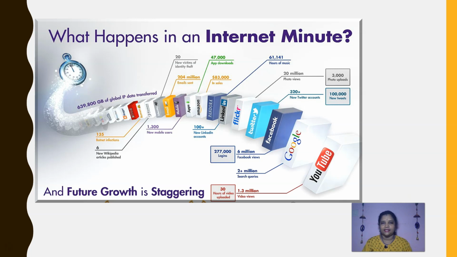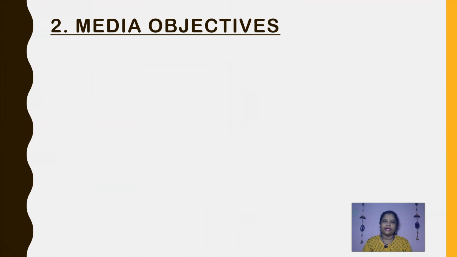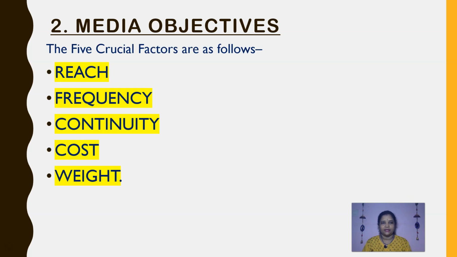So let's discuss this a little later, right? I wanted to bring that particular example just before the media objectives because it is very relevant for us to understand certain aspects, right? So there are 5 crucial factors which are very, very important. First is the reach, second is the frequency, next comes continuity, next comes the cost, and finally the weight. So let's see what this actually means for us.